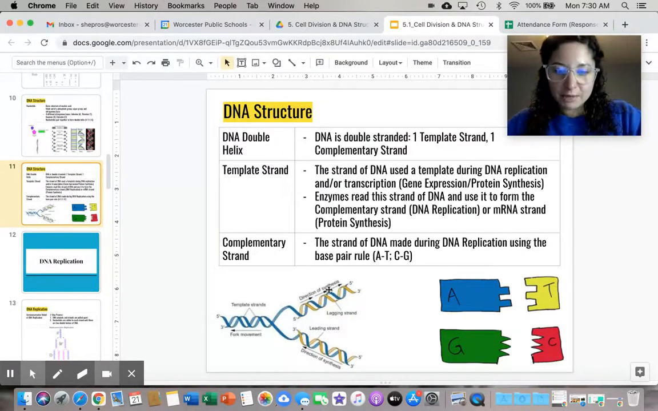Now, this image right here does show DNA replication, which we will be getting into in the next video. So I'm not going to go into detail right here, except to show you that this blue strand of DNA would be considered your template strand, and the yellow strand of DNA is going to be considered your complementary strand. So we'll say that A is complementary with T, the puzzle pieces fit together, and G is complementary with C, those puzzle pieces fit together.